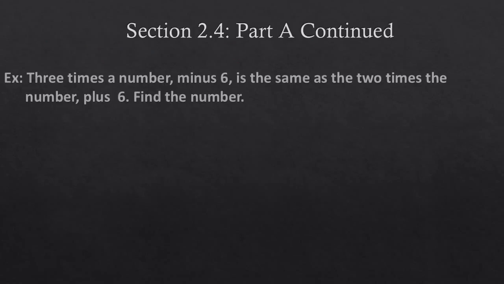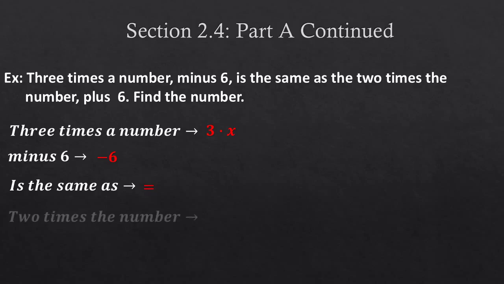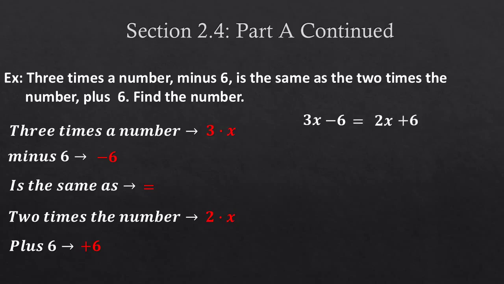See the next slide. Example: 3 times the number minus 6 is the same as 2 times the number plus 6. Find the number. 3 times the number translates to mean 3 times x. Minus 6 translates to mean negative 6. Is the same as means equal. 2 times the number means 2 times x. Plus 6 means positive 6. So what is your equation? It's going to be written out as 3x minus 6 equals 2x plus 6.